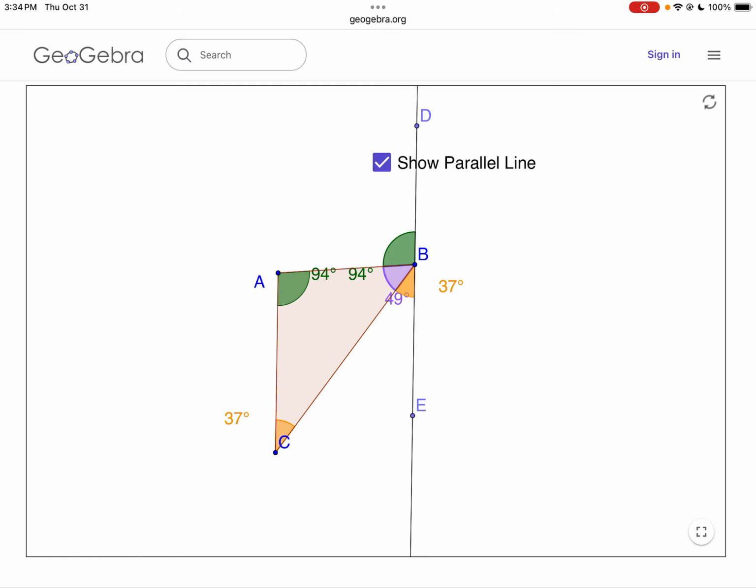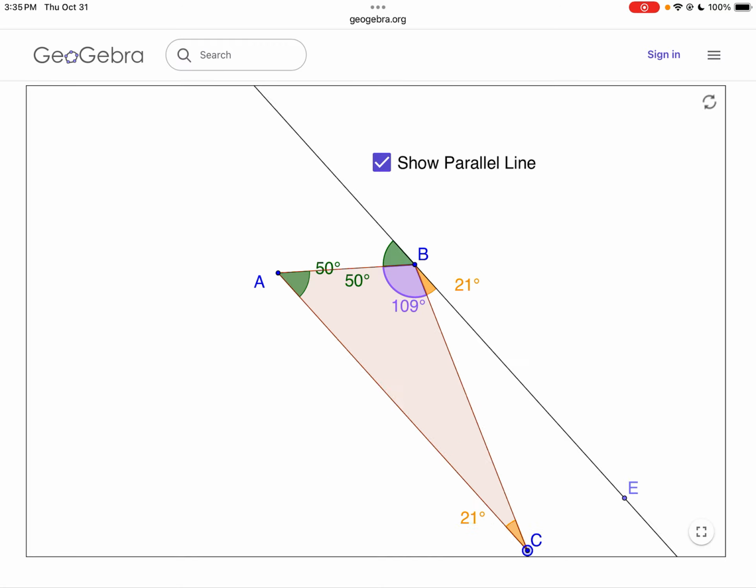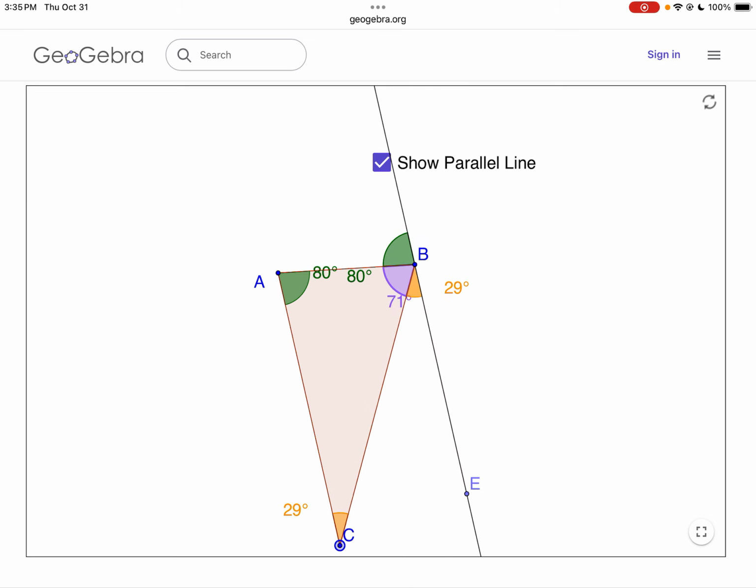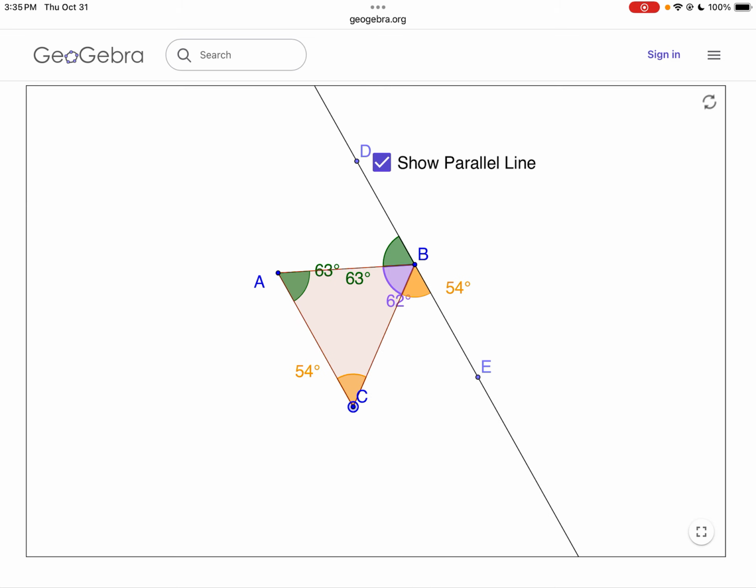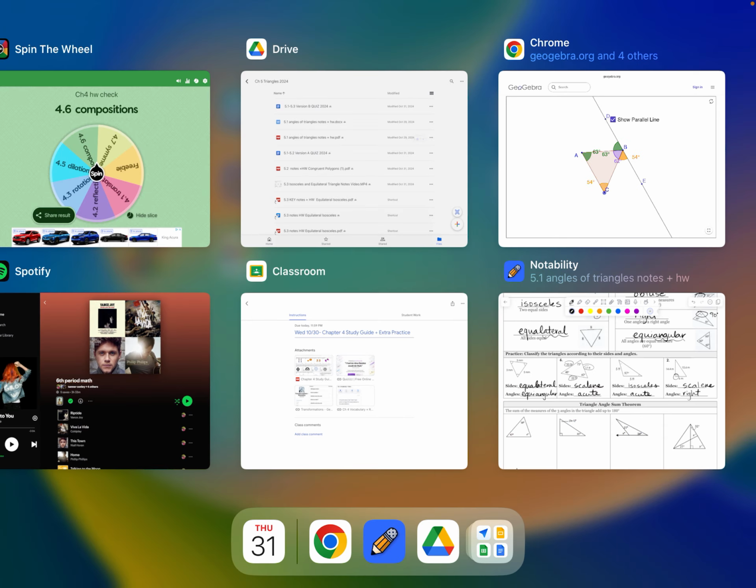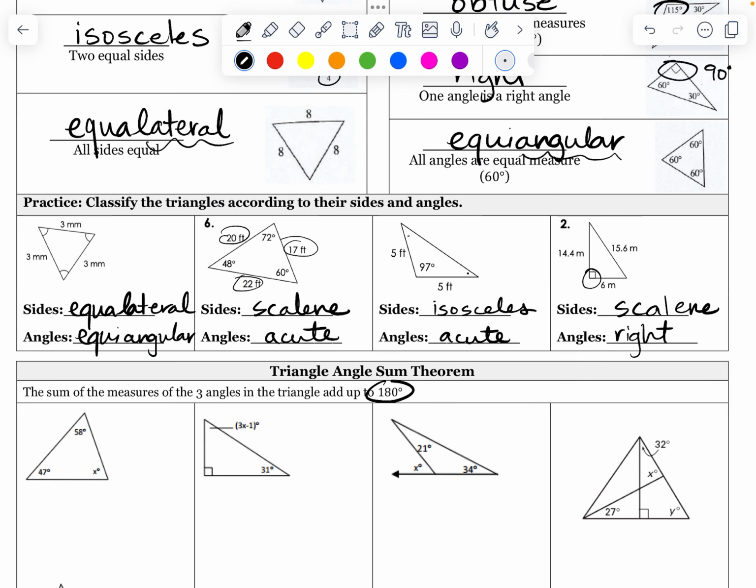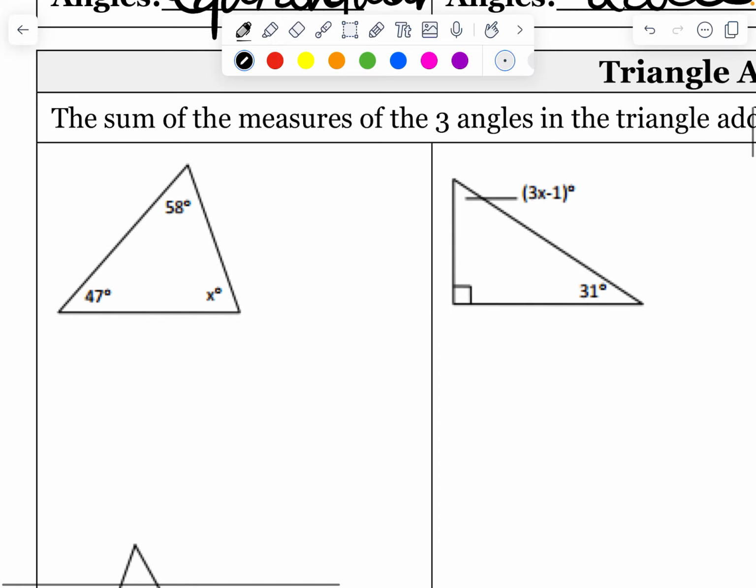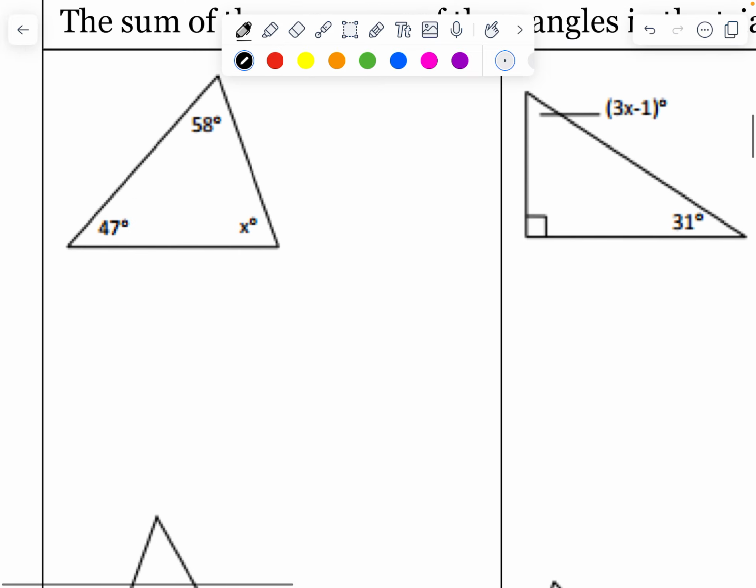So if A is 94, then this B over here, the green over there is 94. The orange is 37, so that's 37 over here. And what do we know? No matter what I do to this triangle, what do we know about the degrees of a straight line? Well, a straight line always adds up to 180, and the inside of a triangle always adds up to 180. That is a blank on your worksheet. Add it in there.